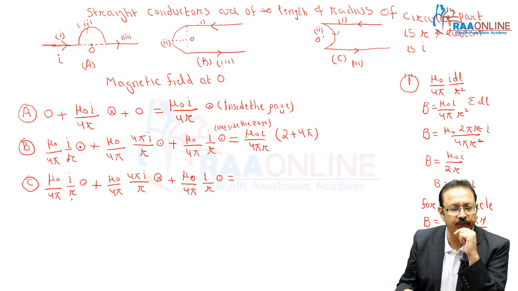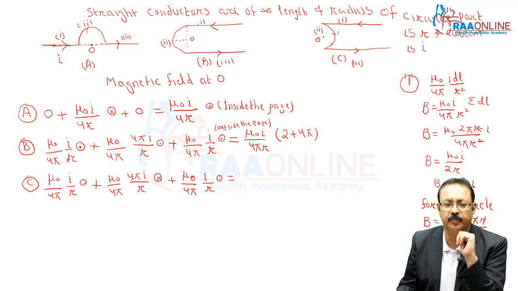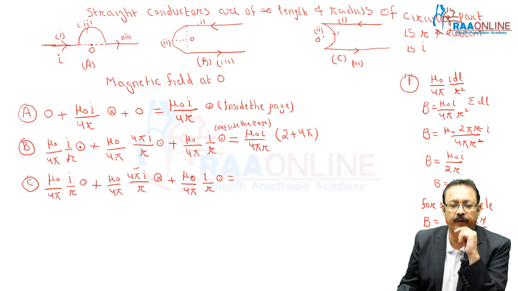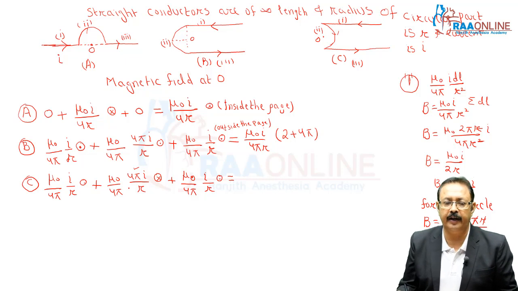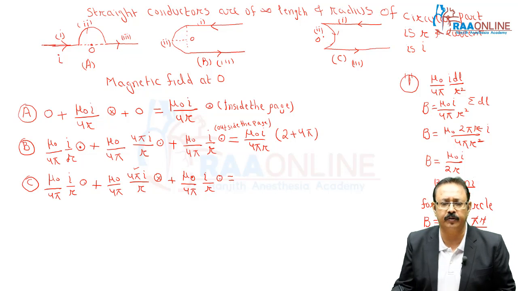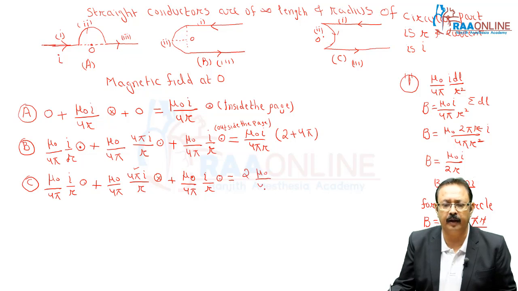Which is greater, with 4 pi R in the denominator? It is 1 plus 1, 2, and it is 4 pi. 4 pi is greater than 2. So the final magnetic field will be inside the page. If we take the sign outside positive and inside negative, we can write it. So we are taking 2 times mu naught upon 4 pi I by r.